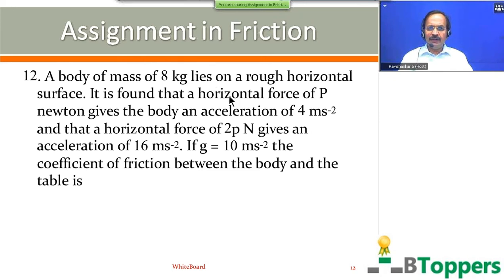Body of mass 8 kg lies on a rough horizontal surface. It is found that a horizontal force of P Newton gives the body an acceleration of 4 meter per second square, and that a horizontal force of 2P Newton gives an acceleration of 16 meter per second square. g equal to 10 meter per second square. The coefficient of friction between the body and the table is... You are given the 4 options on screen. Come on, try the question.